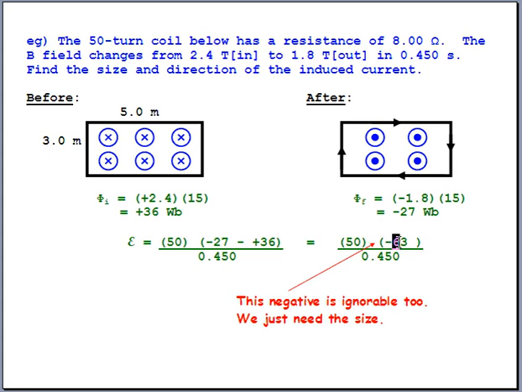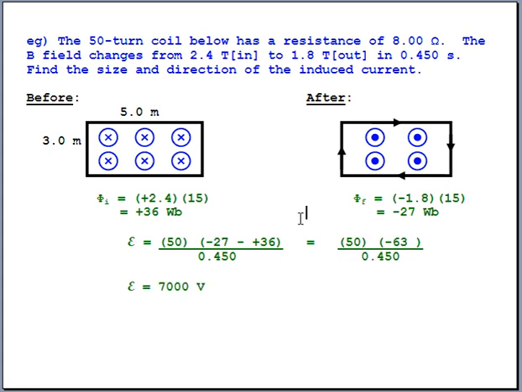And this division, the 63 Webers divided by the 0.45 seconds, that's that fraction, the change in flux over change in time. So this value divided by this value is calculating the Webers per second. If we multiply the Webers per second by the number of loops, every single loop generates some voltage.